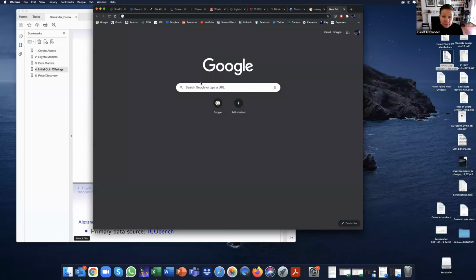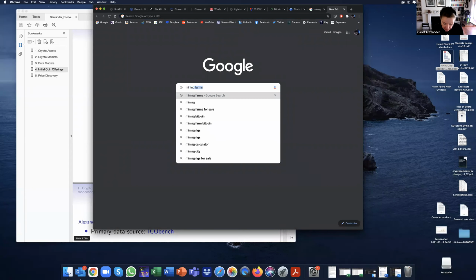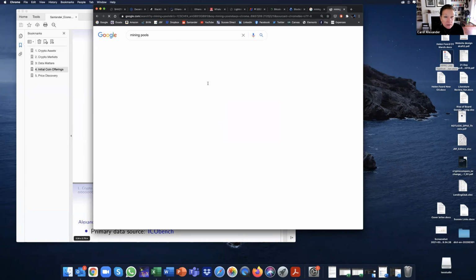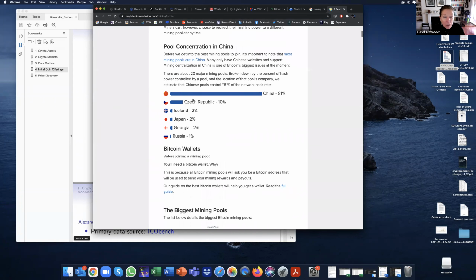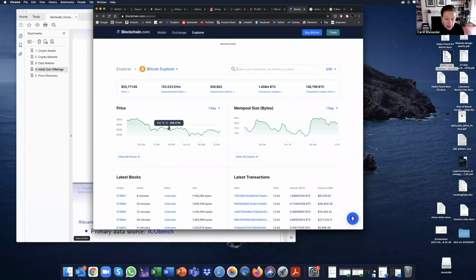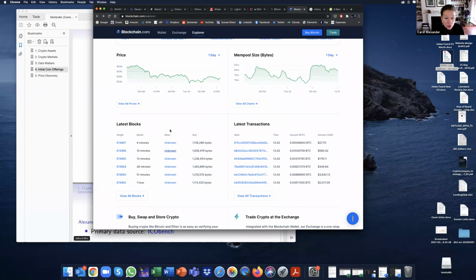So let me just look at the 9 best mining pools. Most of them are in China, Czech Republic, Iceland, Japan, Georgia. Okay, and for example, Slush Pool. We shall see if we look on the blockchain. Well, latest blocks all unknown. That's not very helpful, is it? Let's go to a better explorer.